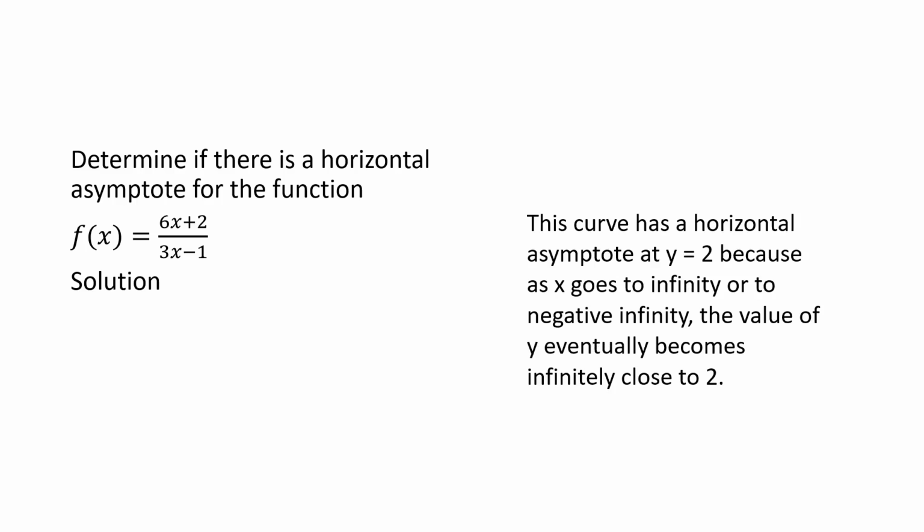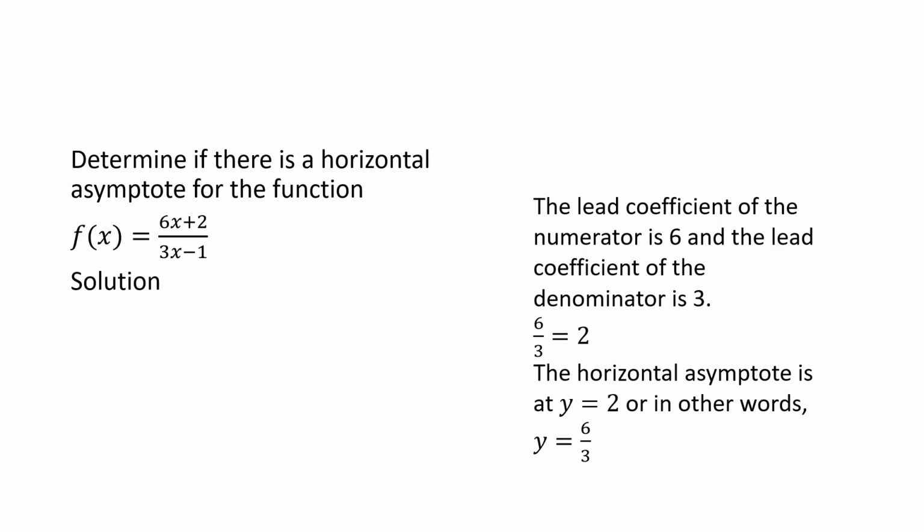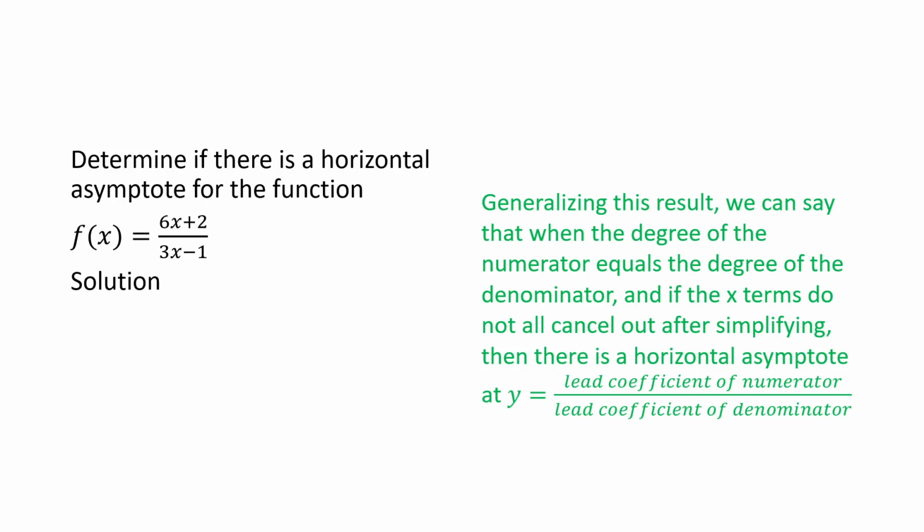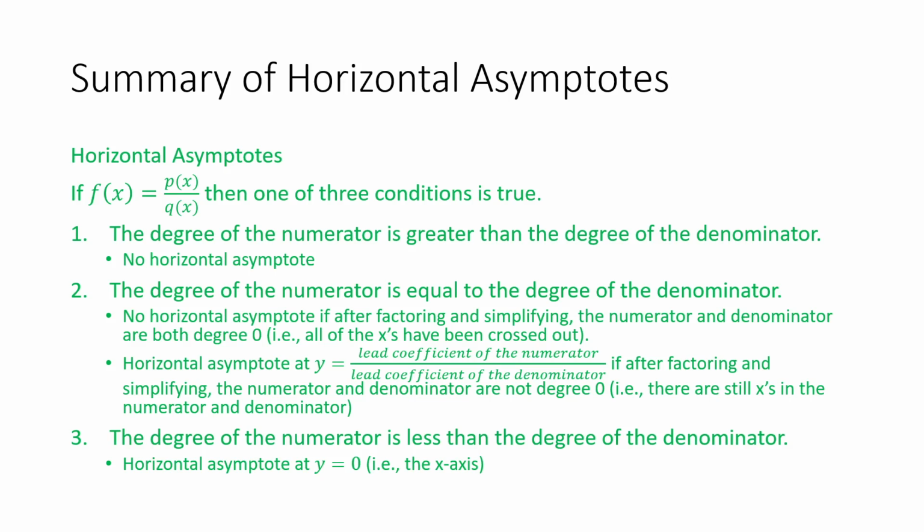Well, putting those two ideas together, as x goes to the far right, y is getting closer to 2. As x goes to the far left, y is getting closer to 2. Gee whiz, that means that we've got a horizontal asymptote at y equals 2. Now, what's interesting about that is we can just focus now on the lead coefficients. The lead coefficients are 6 over 3. And what does that equal? That equals 2. And that's not a coincidence. That's a general statement. When the degree of the numerator equals the degree of the denominator, and if the x terms don't all cancel out after simplifying, there's going to be a horizontal asymptote at y equals lead coefficient of numerator over lead coefficient of denominator.